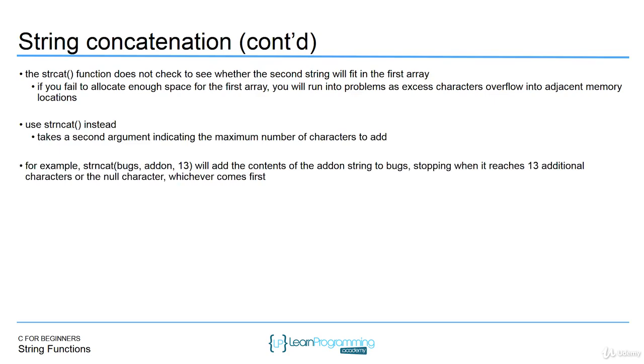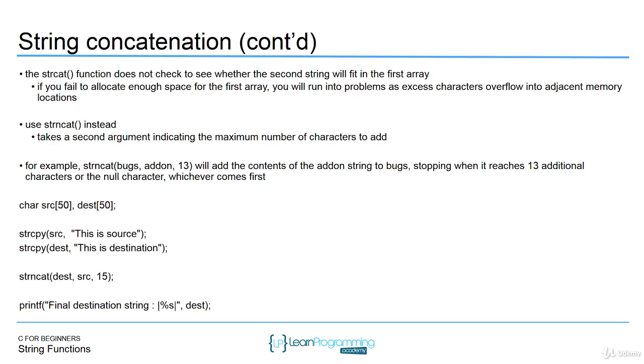So for example, if you do a strncat on two strings, bugs and add-on, it's only going to add the first 13 characters of add-on to bugs. It depends which comes first. If add-on is less than 13, then it will only add till you see the null terminator. So in this example, we're creating two strings. This is the source, this is the destination. We're doing a strncat. We're only copying 15 characters into destination at the end. So whatever the size of destination will be, size of destination plus 15. And then we print it out.